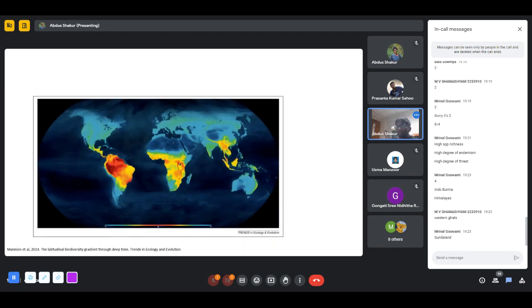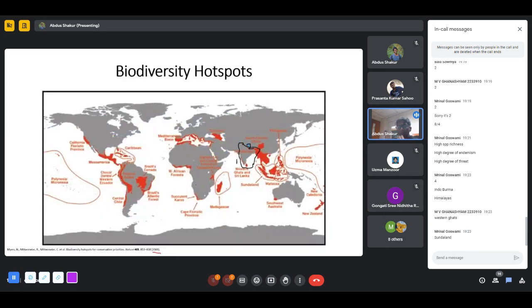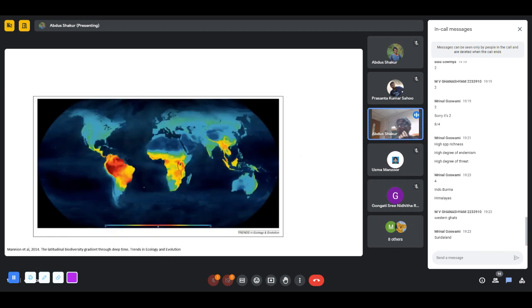Can you see something similar here to the previous map? Just have a look at this map. Where are all the areas that are shaded in red? For this, we had three things, right? One is higher species richness, higher degree of endemism, and higher degree of threat. Just have a look at this plot now.